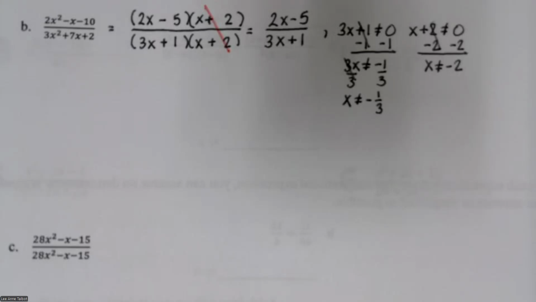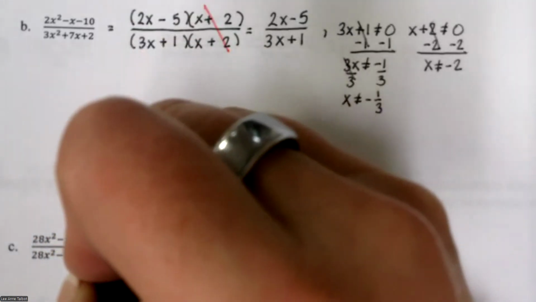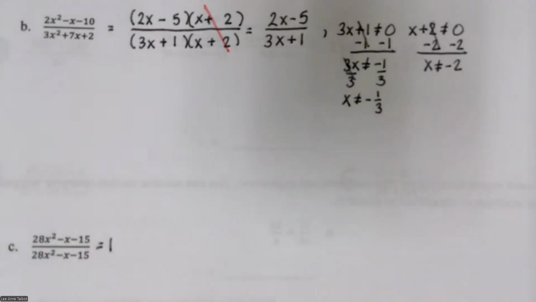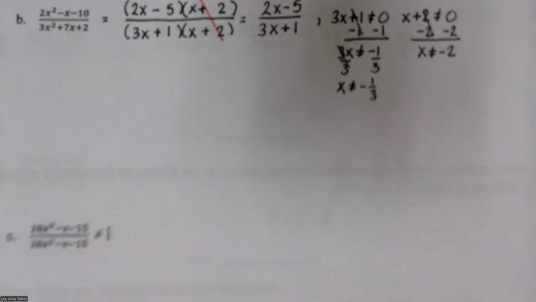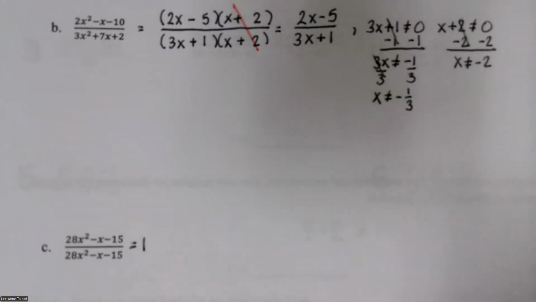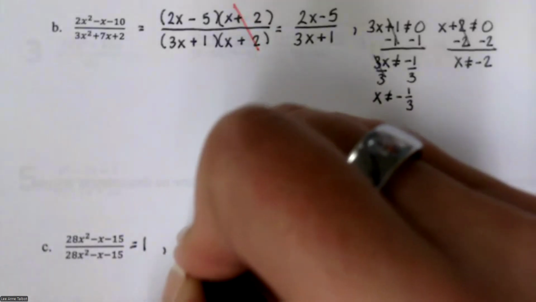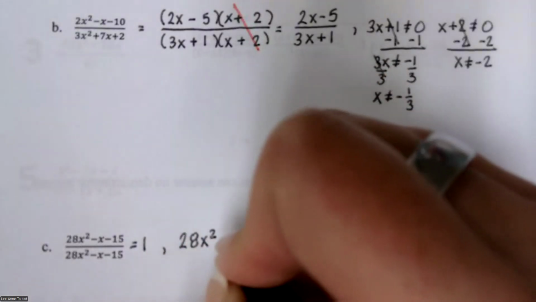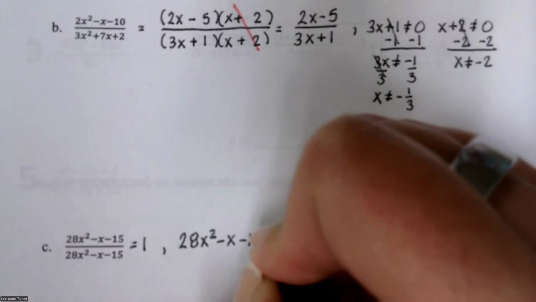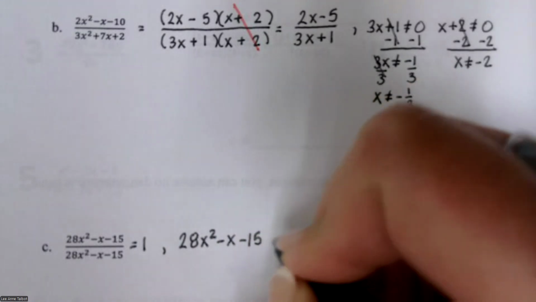Okay, what's the answer for C? One. Yeah. Okay, now, technically, we're supposed to find the excluded value for this. Not if there's no X in the last one.